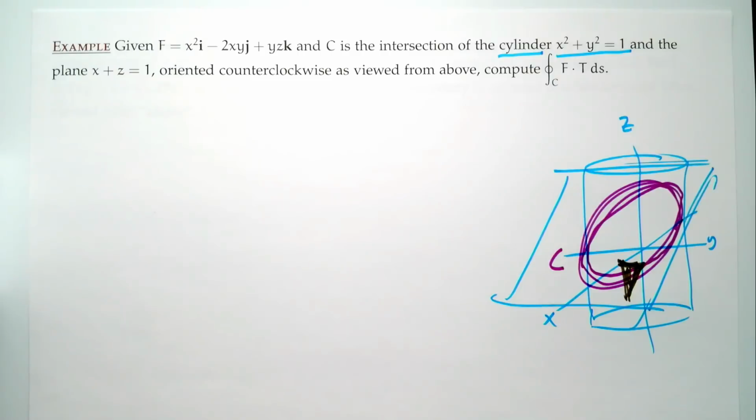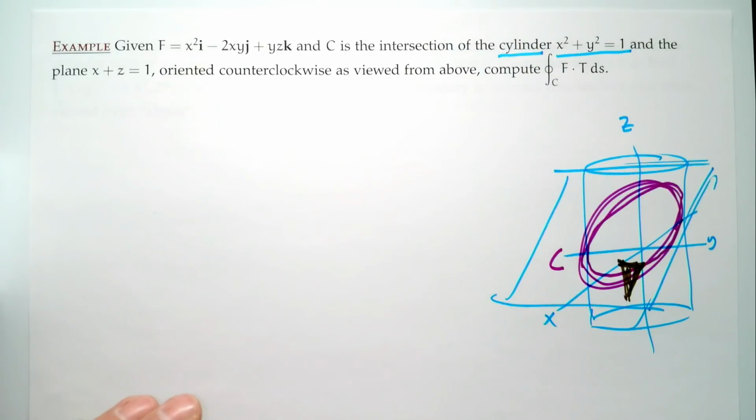Well, what's the right tool? This is a Stokes theorem tool. Now, how do we know it's Stokes theorem? Well, it's a curve in space, so that's a clue.